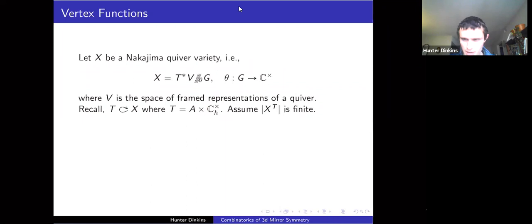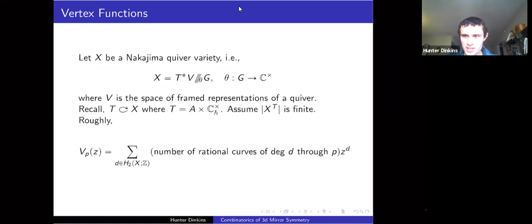And I'm going to assume that the number of fixed points is finite. In general, I'm not exactly sure how necessary this assumption is, but for everything I want to say, let's assume that the number of fixed points is finite. This is true for any type A or cyclic type A quiver variety. Those are my main examples that I'm thinking of here.